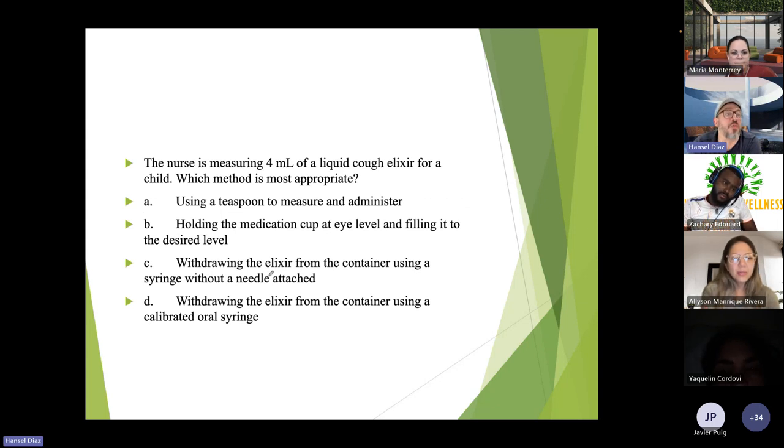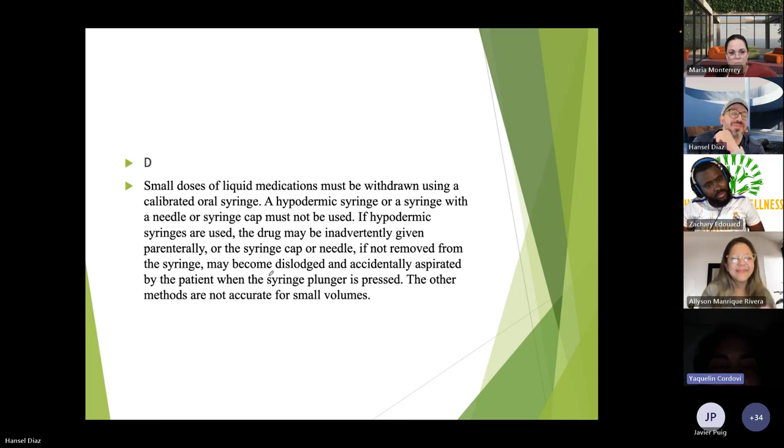The nurse is measuring 4 milliliters of liquid cough elixir for a child. Which method is the most appropriate? Remember that I spoke about it, don't give a teaspoon. I think it's D. Holding the medication cup? Yeah, D. You calibrate a syringe and give it.